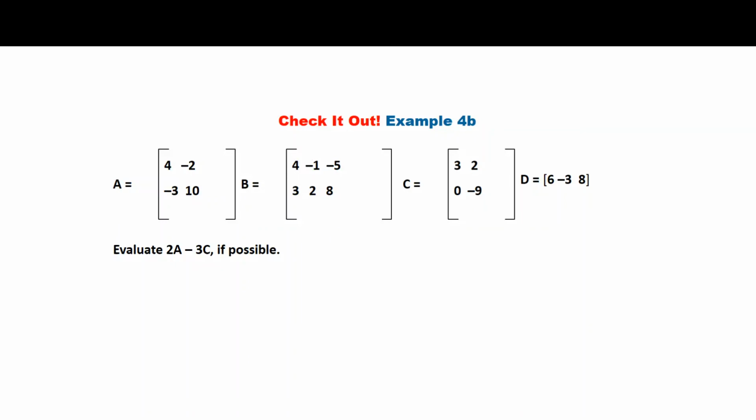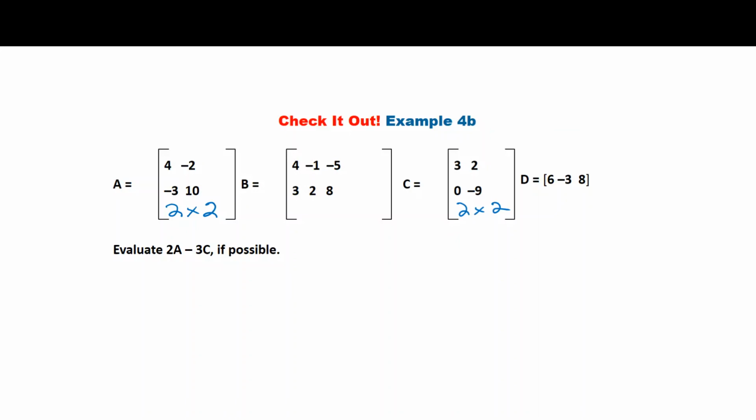Here's another one you can try on your own if you'd like. You can turn the video off for a minute and then give it a try. All right, this problem says to evaluate 2A minus 3C. So we're going to take matrix A and multiply it by 2, take matrix C and multiply it by 3, and then we're going to do some subtraction. So let's look at A to make sure it is possible. We have 2 rows and 2 columns. And in matrix C, we also have 2 rows and 2 columns, so indeed you can do that.